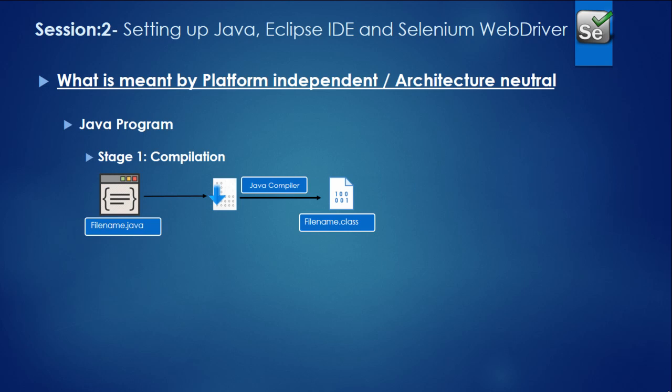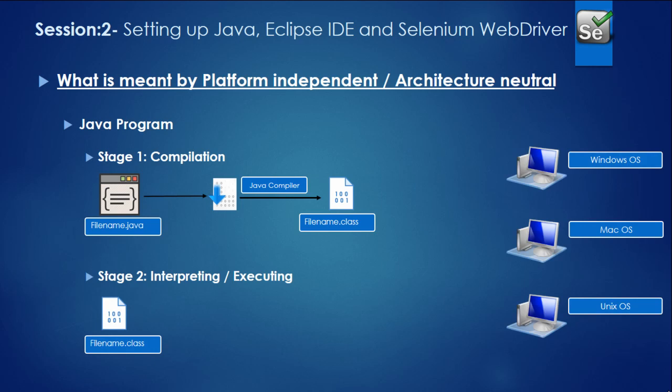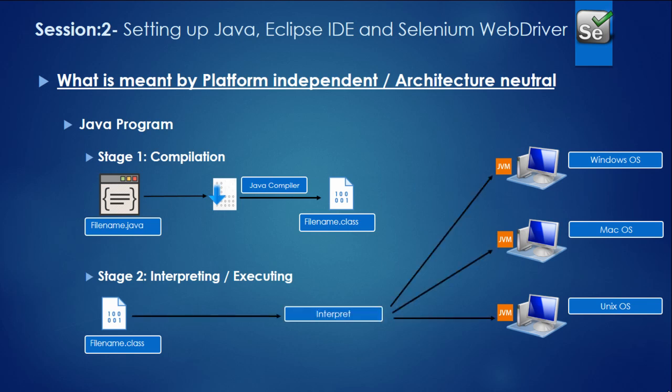Each machine just needs to have the Java virtual machine which knows how to execute Java bytecode. When we need to execute the Java program, it needs the host system to have the Java virtual machine on them, which will interpret the bytecode for that specific platform and execute it seamlessly.